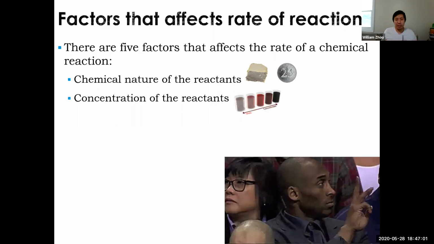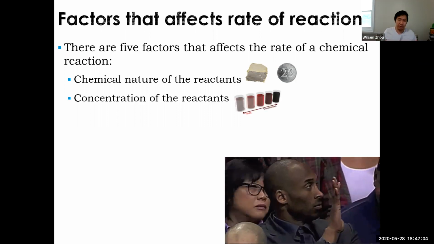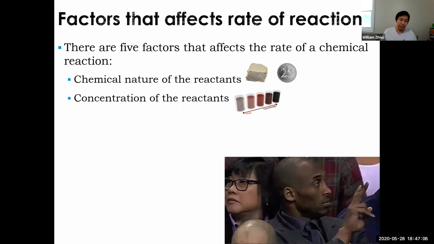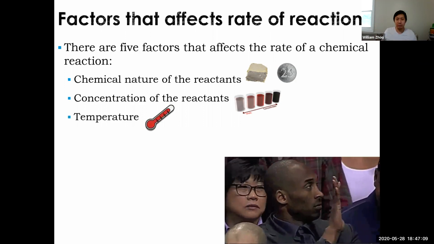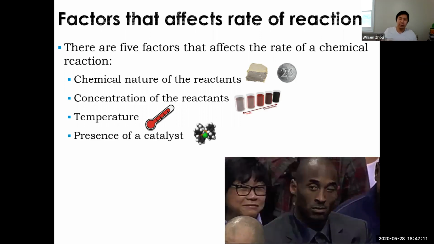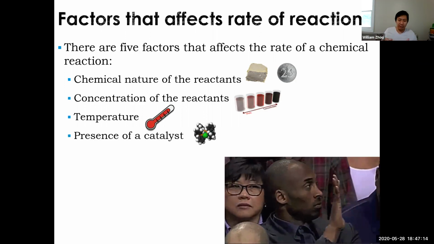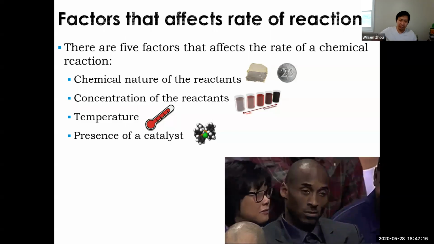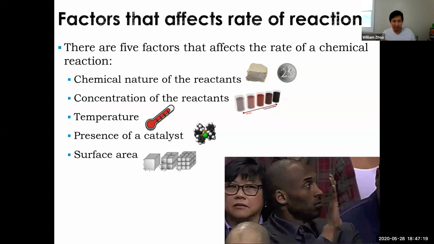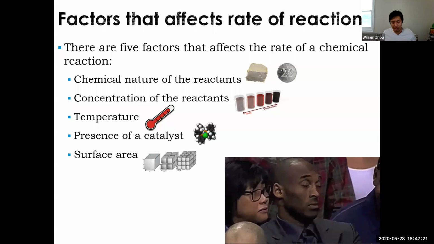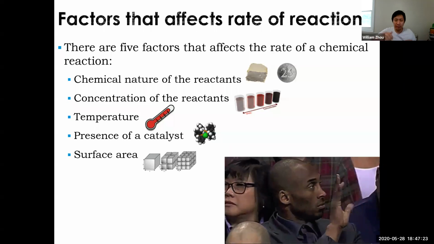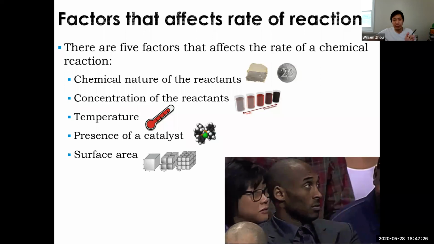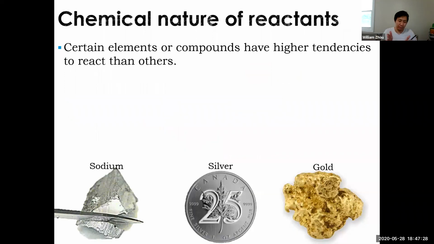Somebody said concentrations. That's a good one. Differences in concentration do matter when it comes to rate of reaction. And then temperature, that was the first one said. Presence of a catalyst in living things, enzymes. The last one is surface area. Nobody mentioned that one, but surface area would also have a significant effect. So I'm going to introduce each one of these and tell you what exactly they do to the rate of reaction. So the first thing, chemical nature.